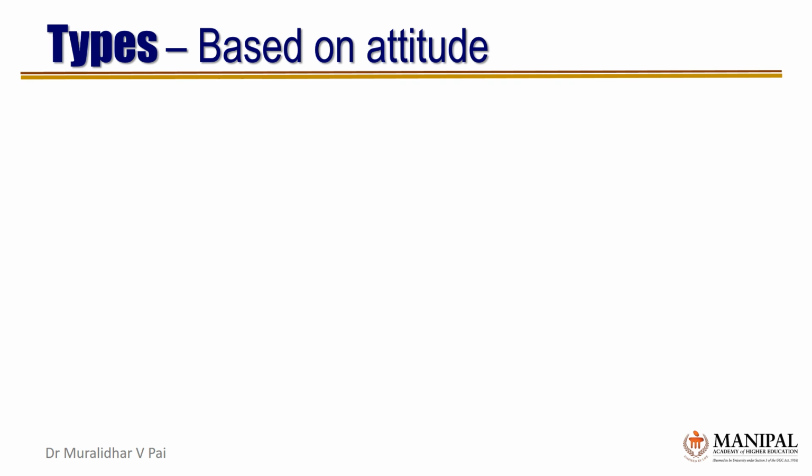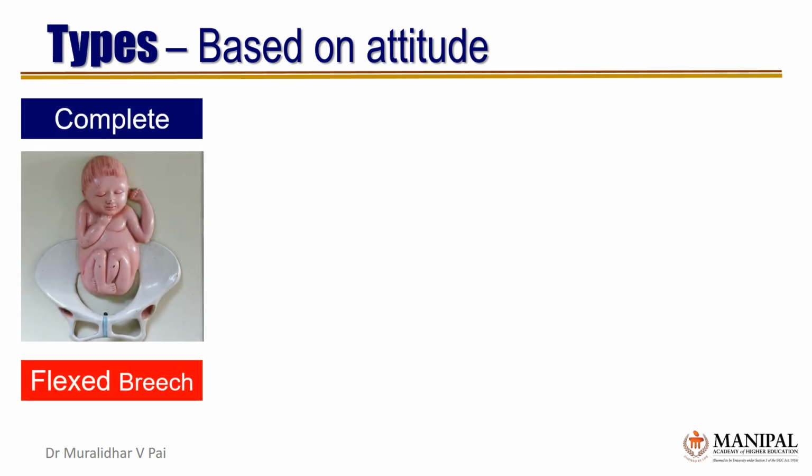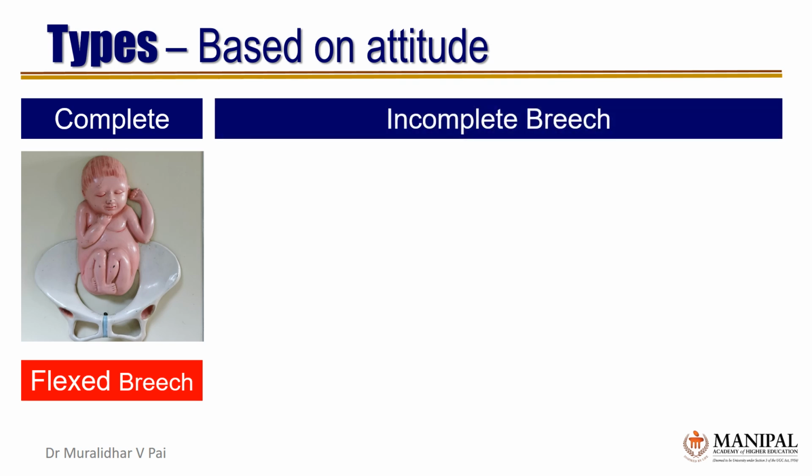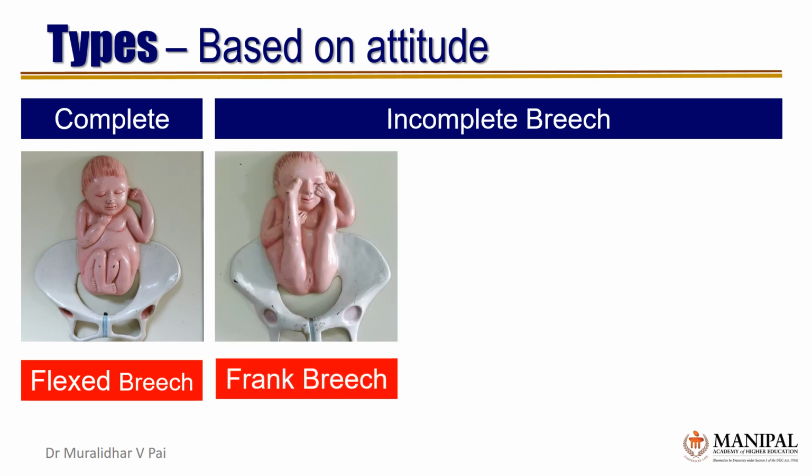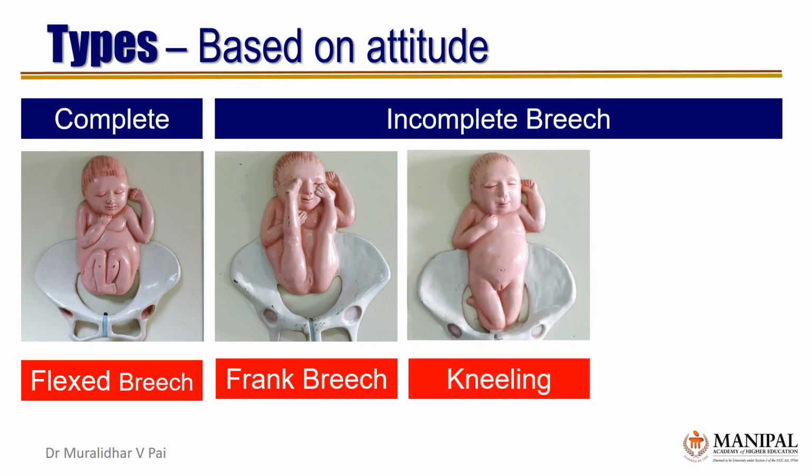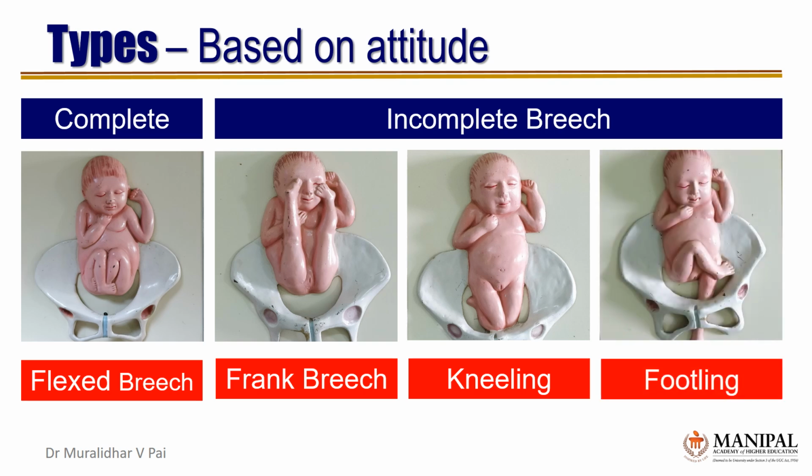Types of breech in pictures. Complete breech or flexed breech, where there is flexion at all joints. Incomplete breech, frank breech, where there is flexion at the hip joint and extension at the knee joint. Kneeling presentation, where there is extension at the hip joint and flexion at the knee joints. Footling, where there is extension at the hip as well as knee joints.